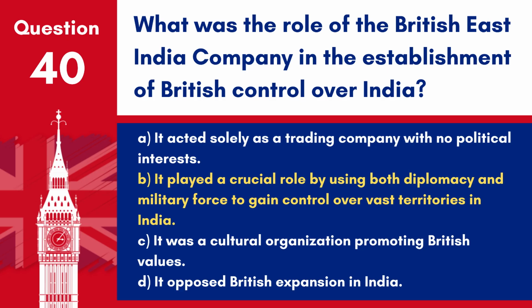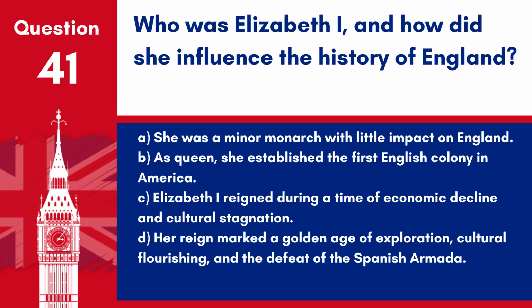Answer B. It played a crucial role by using both diplomacy and military force to gain control over vast territories in India. The British East India Company was instrumental in the expansion of British influence in India through trade and territorial conquest. Question 41. Who was Elizabeth I, and how did she influence the history of England?